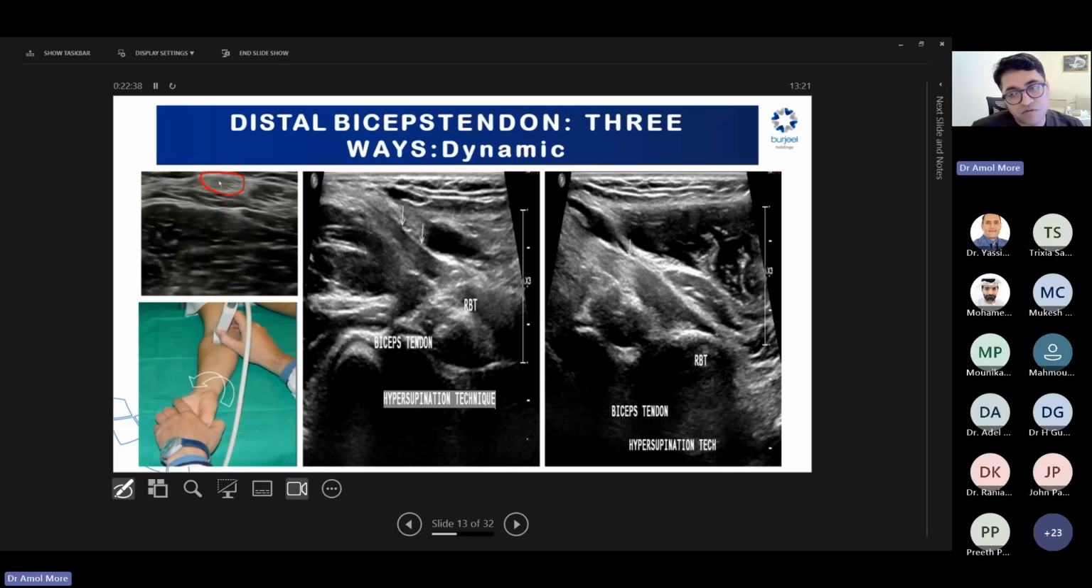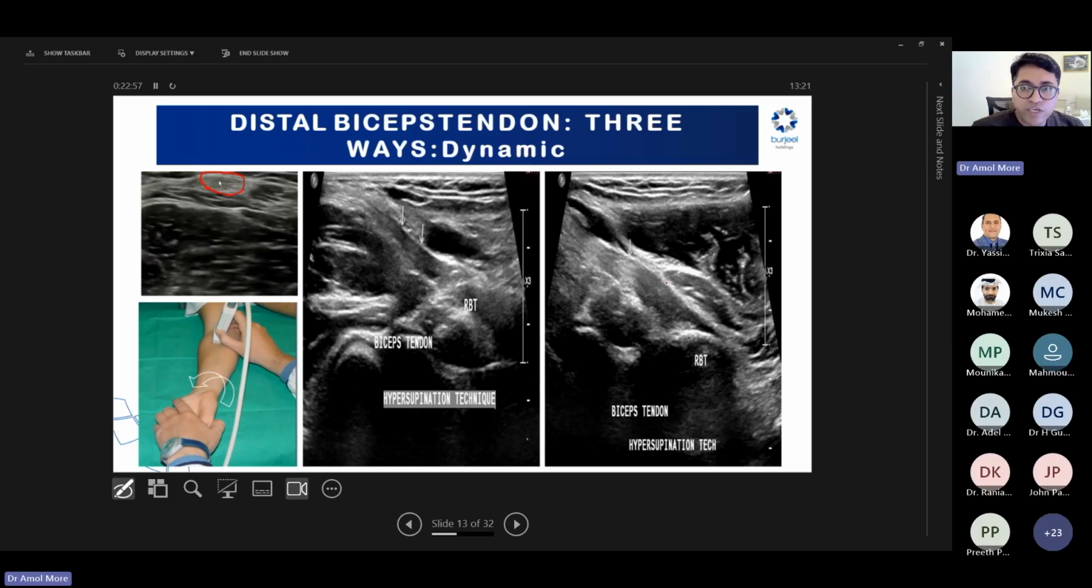It is around 2.5 to 3 centimeters square, and it inserts in two components. The anterior component will be the short head of the biceps, and the posterior component will be the long head of the biceps.